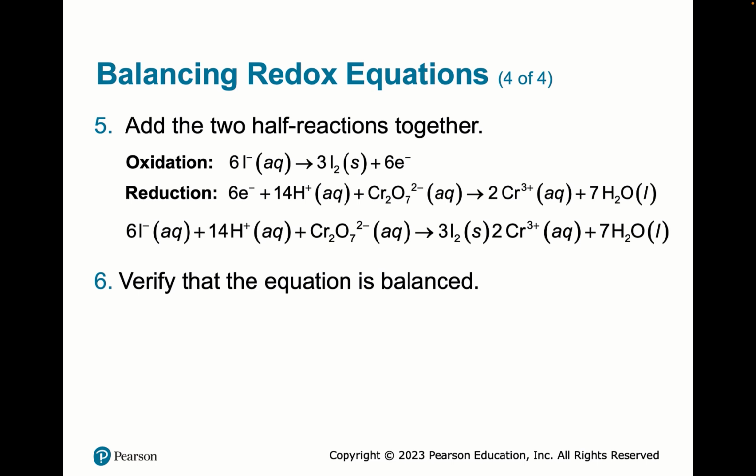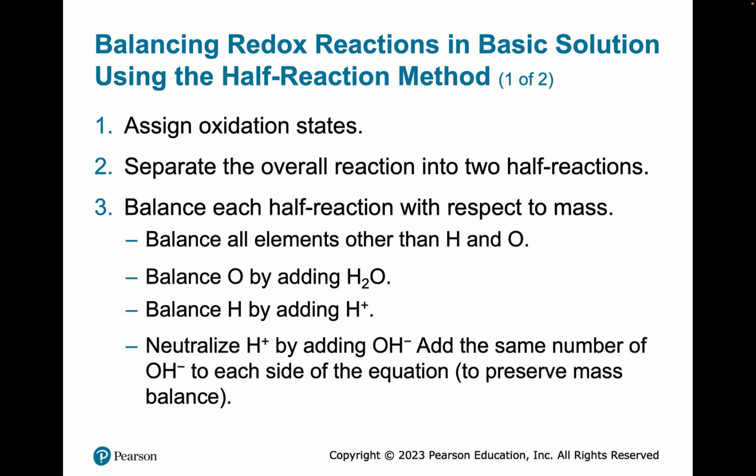Now, if you wanted to do this in base, if this was in a basic solution, you would add 14 OH minuses on both sides, and that will turn the 14 H plus into 14 waters. I'm sorry, it'll be 14 waters on the left, and then there will be 14 OH minuses on the right. But now you have to subtract 7 waters from both sides to get 7 waters on the left, and then no waters on the right. But then also on the right will be an extra 14 OH minuses. So that's how you would do it in an alkaline solution.